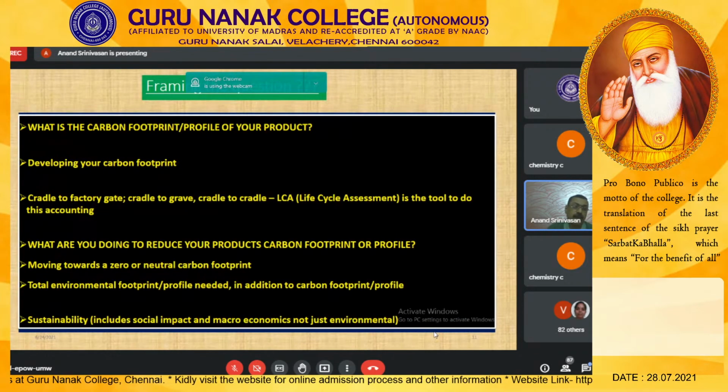Then you have to understand the life cycle assessment, which is to be done for all products, whatever products you develop, whether it is for synthetic purpose or academic purpose or industrial purpose.